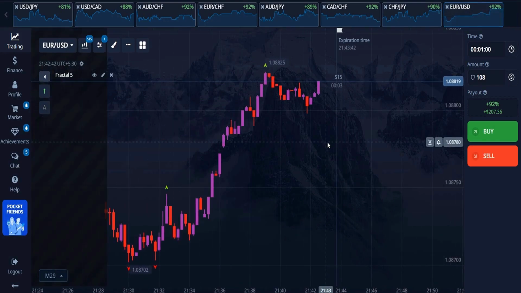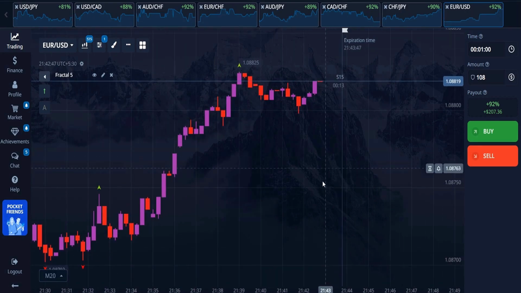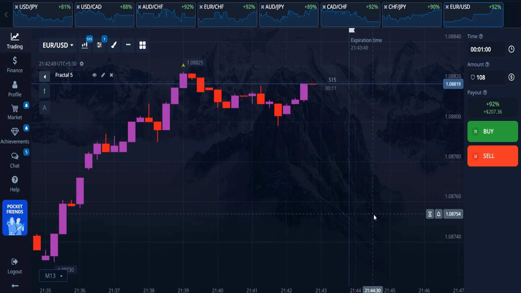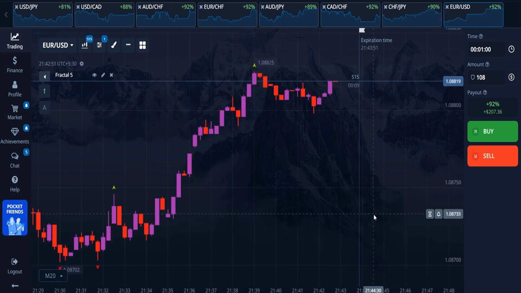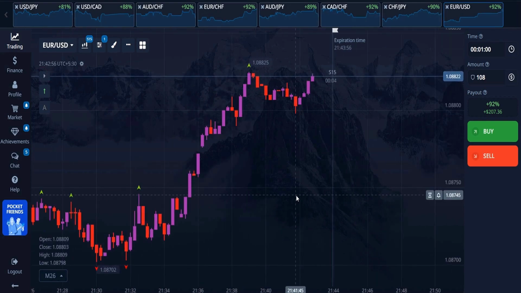Before risking real money, practice this strategy on a demo account first. It helps you gain confidence and understand the setup in live market conditions without financial risk. Check the description box below for more details and fractal indicator settings.